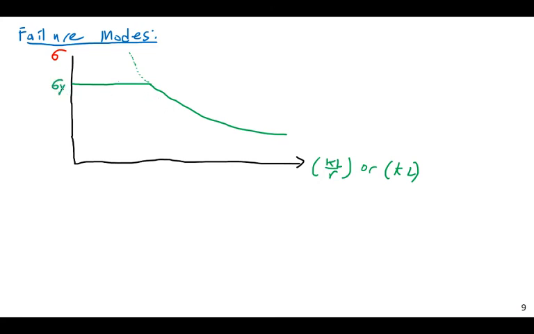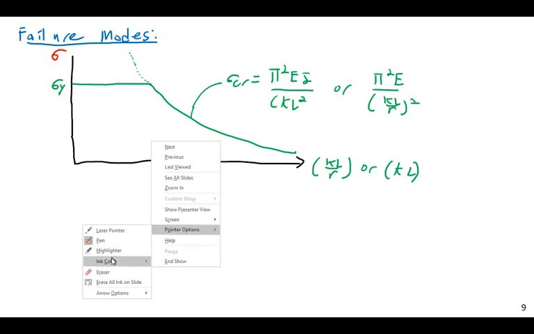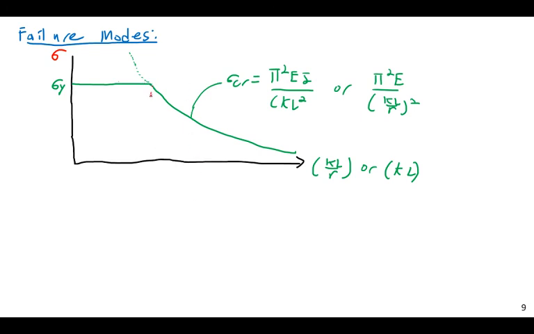Here's my sigma yield. And this curve here is defined by sigma critical equals pi squared EI over KL squared, or pi squared E over the quantity KL over R, squared. And actually, I might show this continuing to decrease. It looks like it was leveling off before, but it'll just keep on going down. There is not any sort of lower limit there. So really, we can divide this into two zones. We have a short and a long zone.